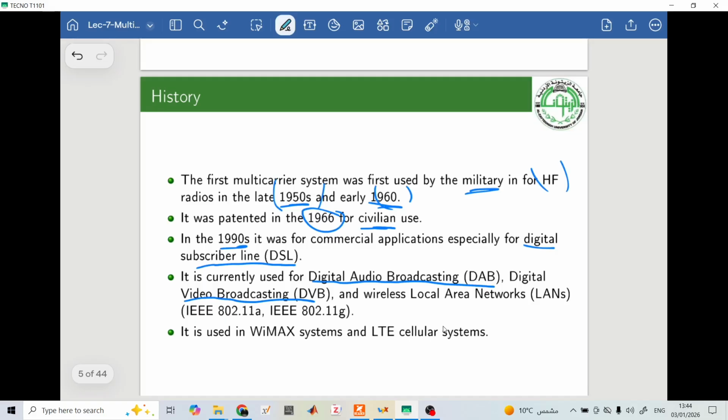And it's used in Wi-Fi generations. So you have the early generation A, and you have it in the G generation. Of course, now you have D and E and F and so on. It was also used in WiMAX and of course in LTE 4G systems.